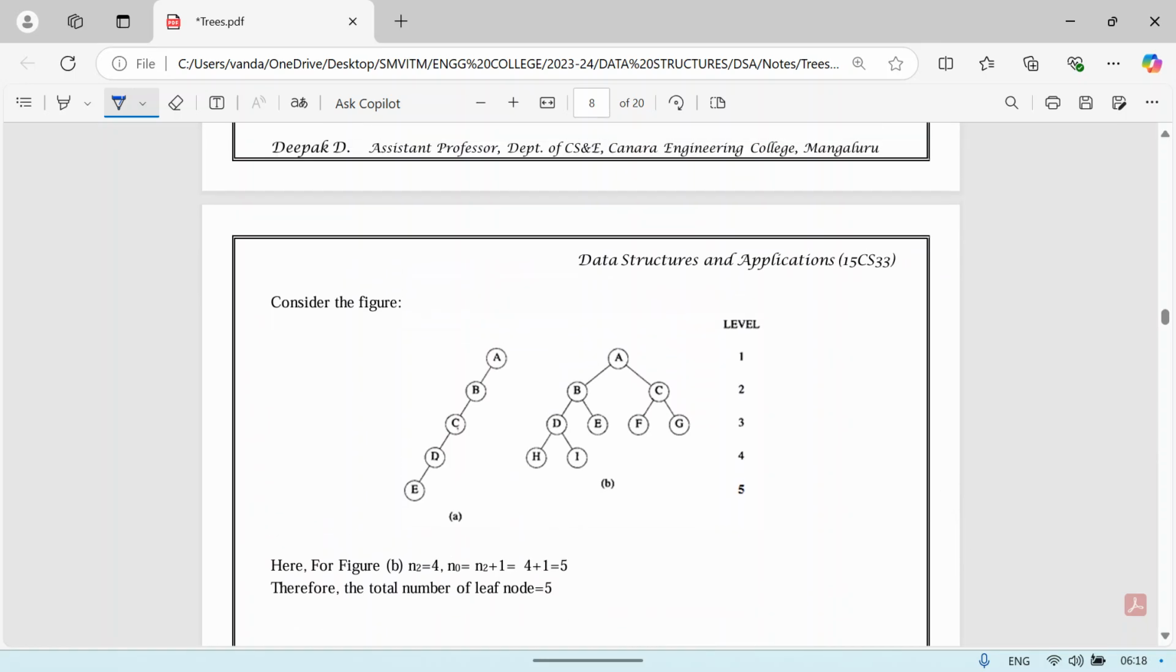So this is all about the first part of your trees. You have seen the definition of the tree, the different terminologies associated with tree, the different representations of the tree, and the different types of trees.